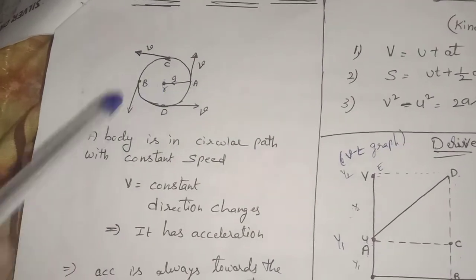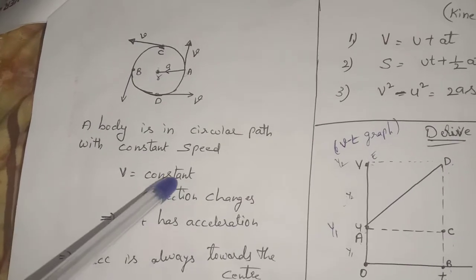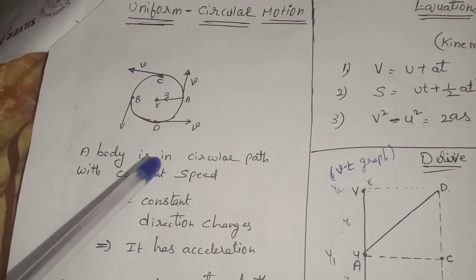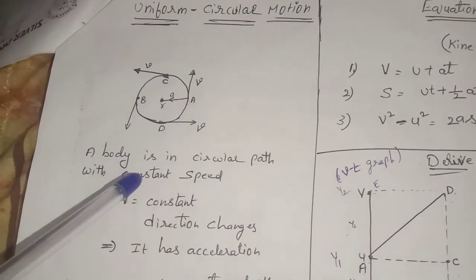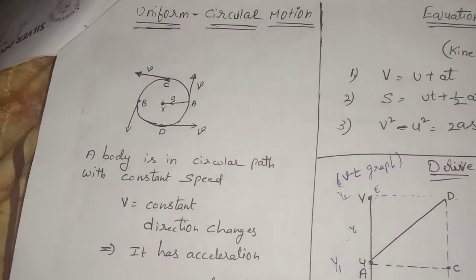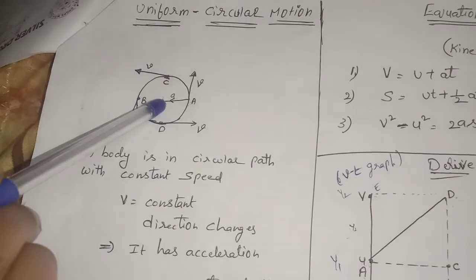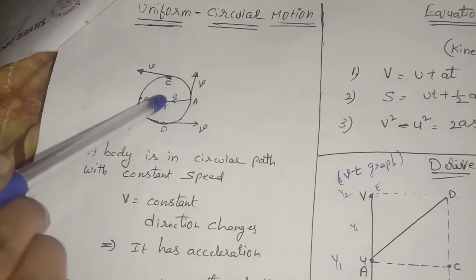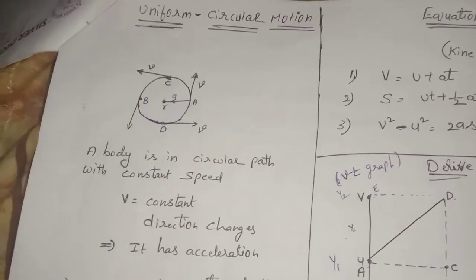So it has acceleration. The speed is there and also the direction. Even if the direction changes, the speed is maintained the same. So the acceleration is always toward the center. The acceleration will be acting towards the center. We have to see this one. Okay. Next is equations of motion.